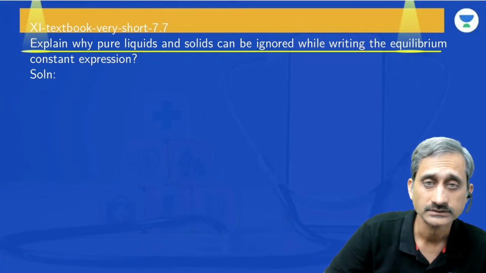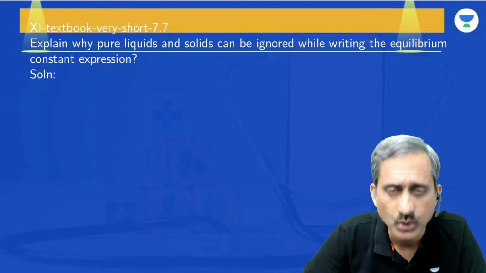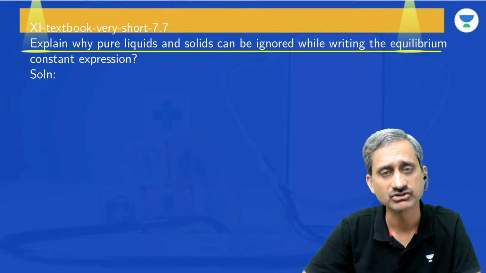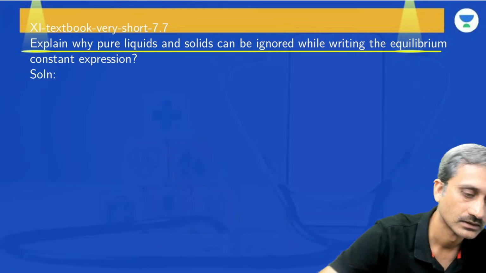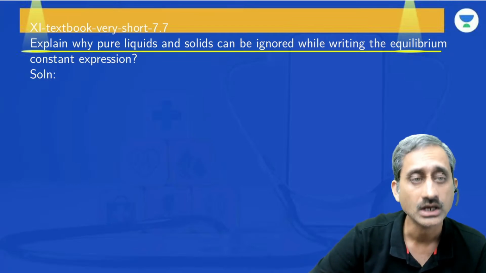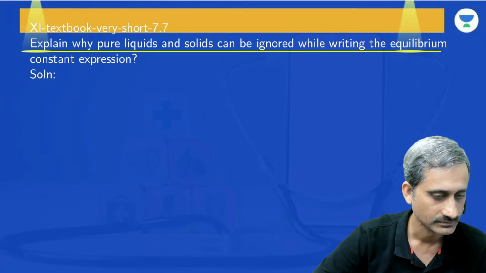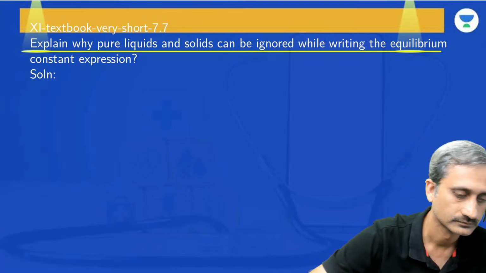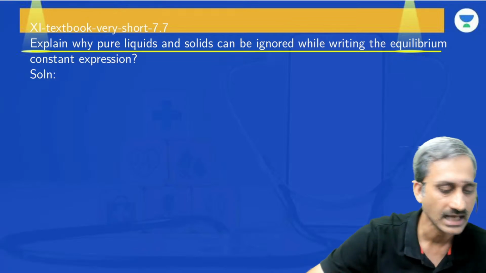Remember? Because for pure liquids and solids, the concentration remains constant throughout the reaction, and that's why it can be ignored because it remains a constant. Okay, so this remains a constant. That is why we ignore the pure liquids and solids while writing the equilibrium constant expression. Is that clear?